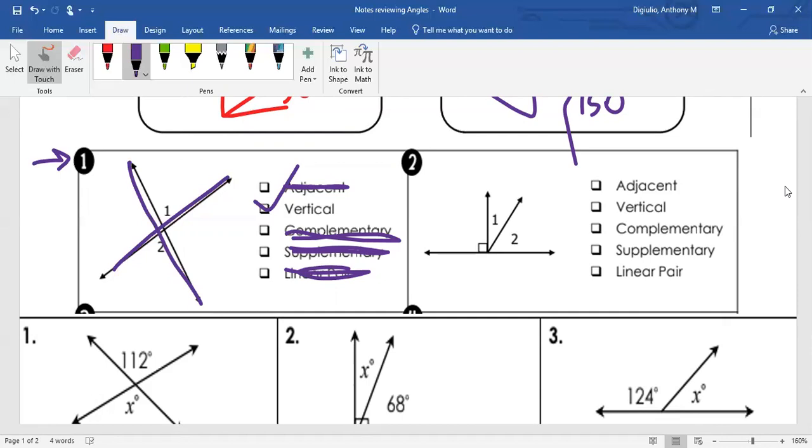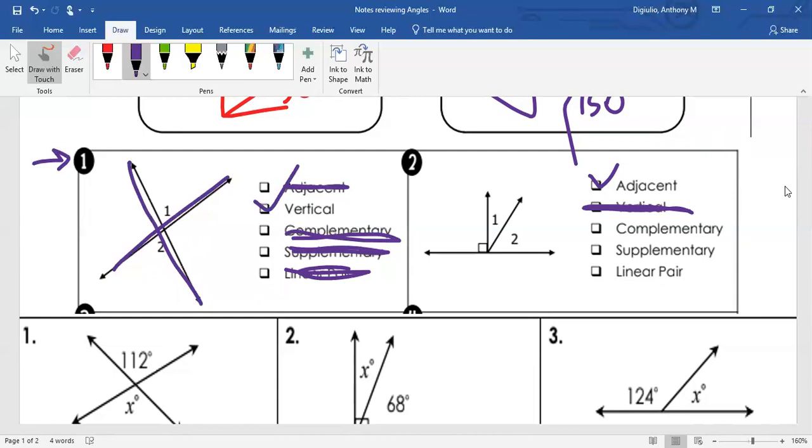For problem number 2, let's take a look. Are these two angles adjacent? Are they next to each other? Well, yeah, they are. Are they vertical? Are they across from each other? No. And notice, it's never going to be adjacent and vertical, right? They're not opposites of each other, but they just can't exist at the same time.